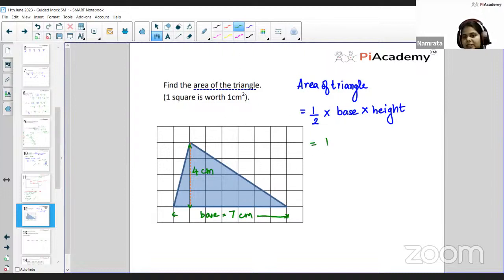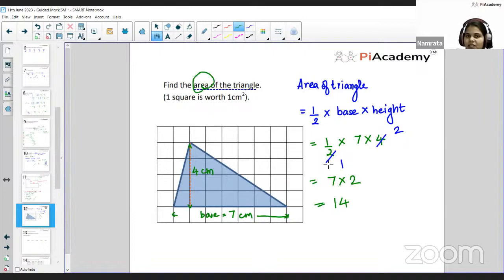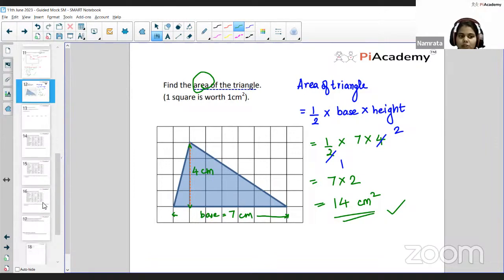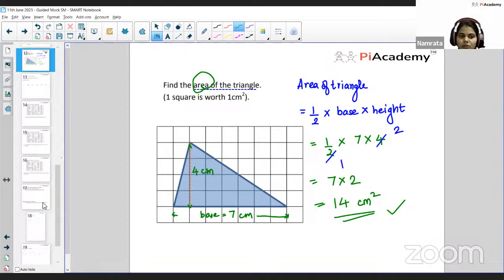Let's quickly calculate it. Half times 7 times 4. So we cancel this out. 2 times 1 and 2 times 2. That will give us 14. And since this is area, the unit is going to be square units. So that would be centimeter square. I hope we are clear. Great. Yes. Moving on to the next question.